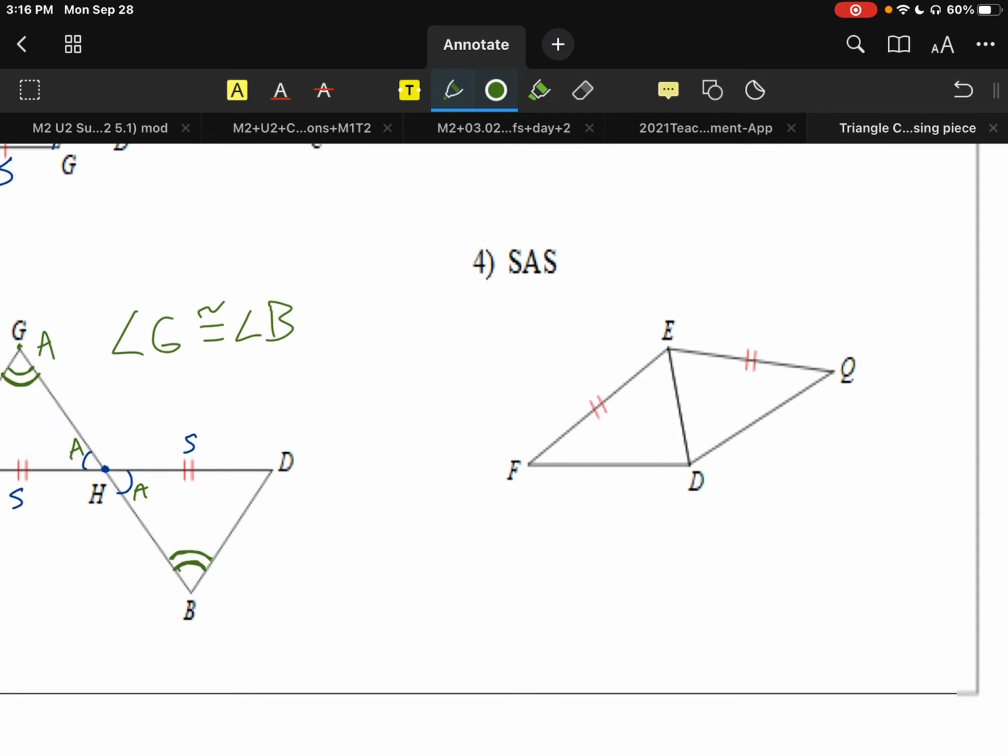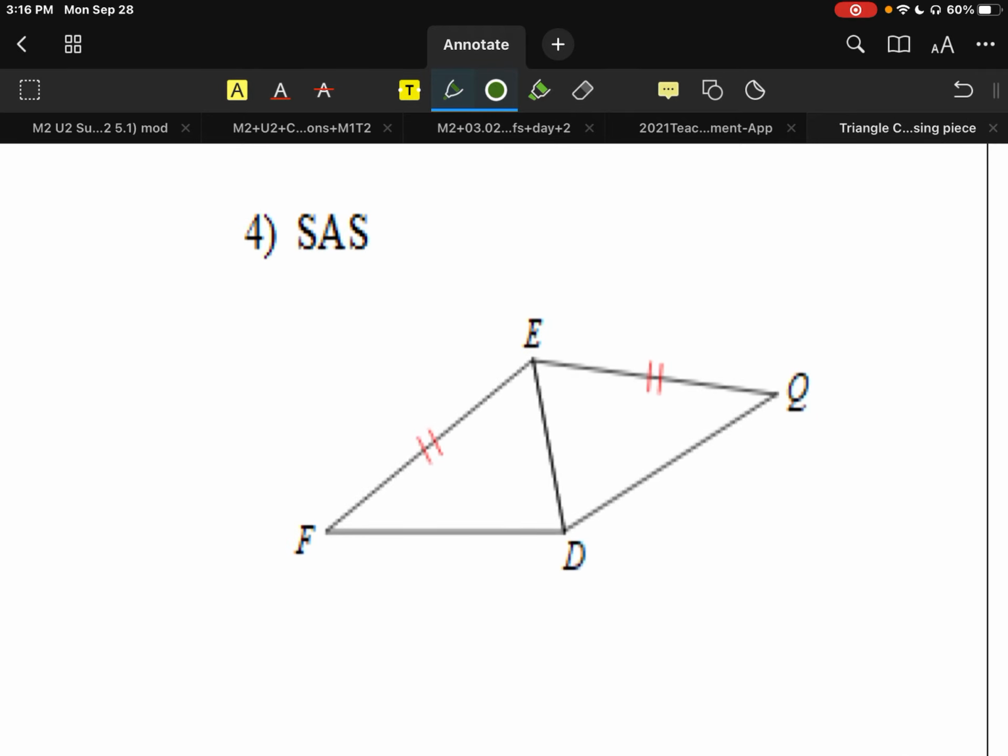We need the missing piece. So in this case, they are connected by a side. And I don't think I have enough information for this one. So I guess that's it.